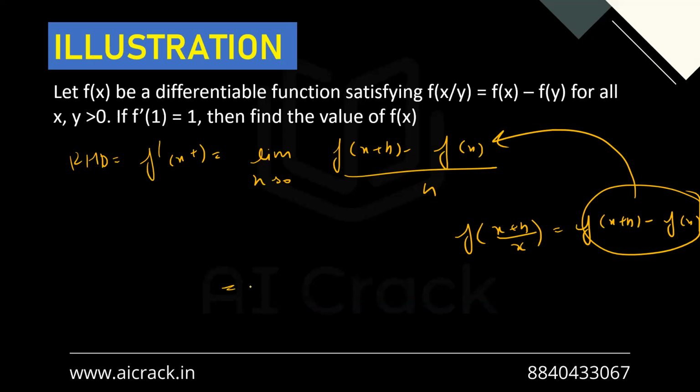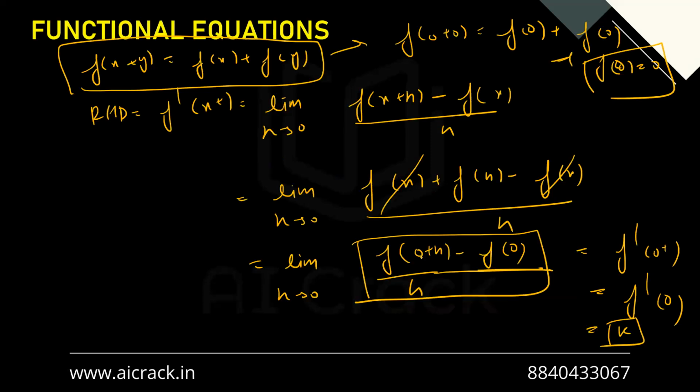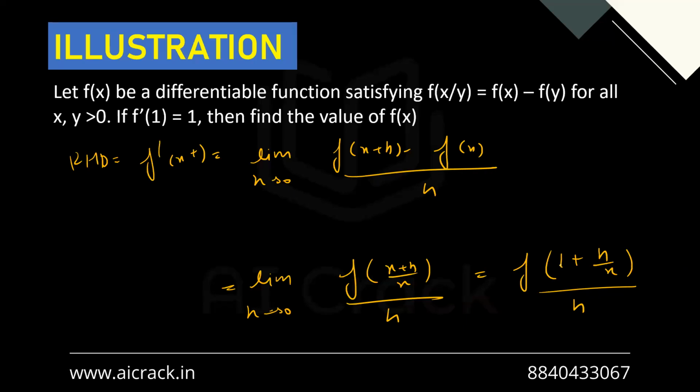Now this actually becomes limit h approaches 0 of f((x+h)/x) divided by h, right? Now we can write this as f(1 + h/x) divided by h. In the previous example, we had f(0+h). That's why we were so determined to find the value of f(0), because that would have made this entire equation become f'(0+). Similarly, we have f(1 + h/x) over here, so I must be determined to find the value of f(1). I should have f(1) over here somehow. So let's try to find the value of f(1).